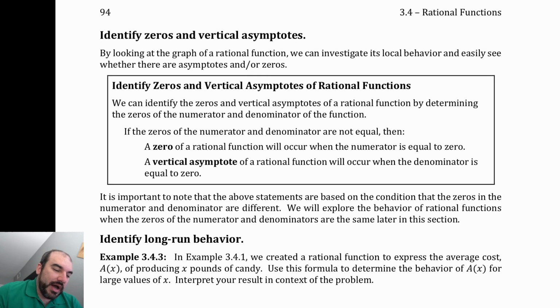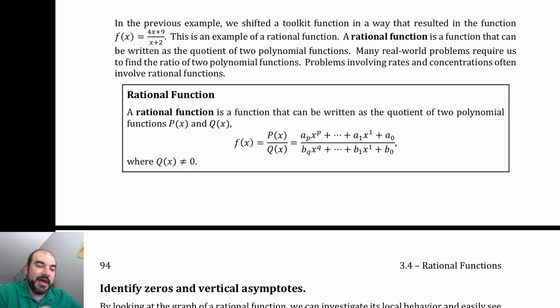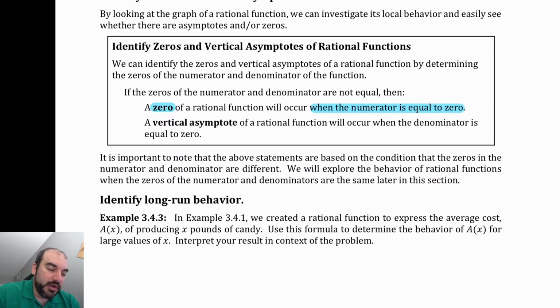Right. So how do we identify zeros and vertical asymptotes of a rational function? Simply put, zeros are going to be when the numerator is equal to 0. So we take the numerator of the rational function, whatever fraction we have. We take the numerator, which is the top half of your fraction, and we set that equal to 0. Once we solve that and find the x's that would make the numerator 0, those are zeros of a rational function.